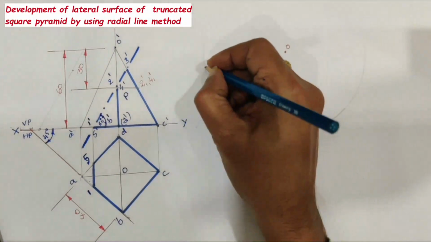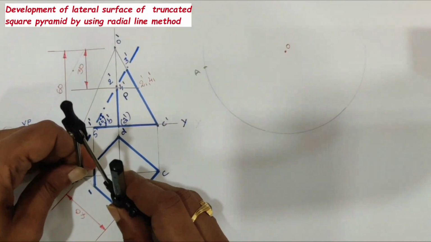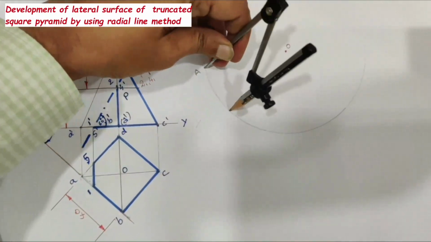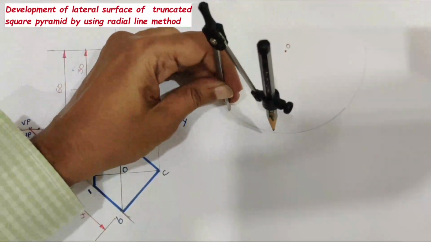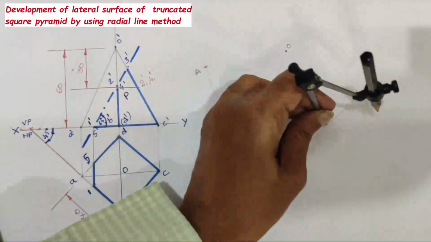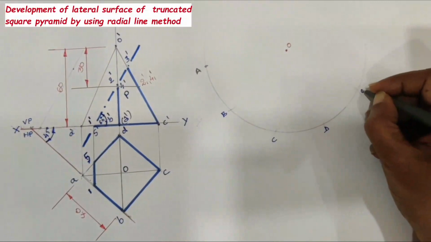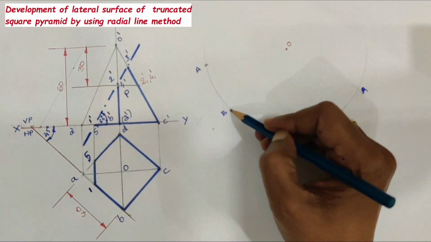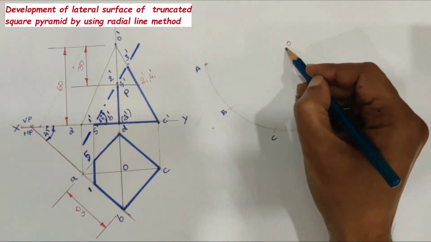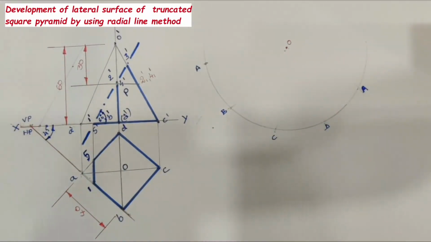Then locate a point A on the arc. With AB as radius, that is base side length of a square pyramid, and A as a center, draw an arc on the already drawn arc, then name this point as B. With B as a center, draw an arc, name this point as C. C as a center, draw an arc, then name this point as D. With the same radius, draw an arc, then name this point as A. Join A to B, B to C, C to D, D to A points with straight line segments, and O to A, O to B, O to C, O to D and O to A points also with straight line segments.